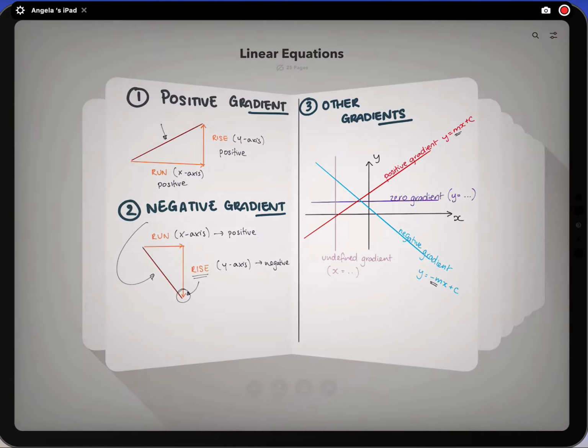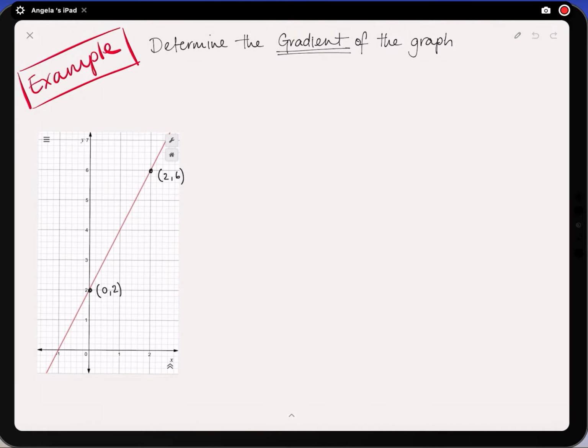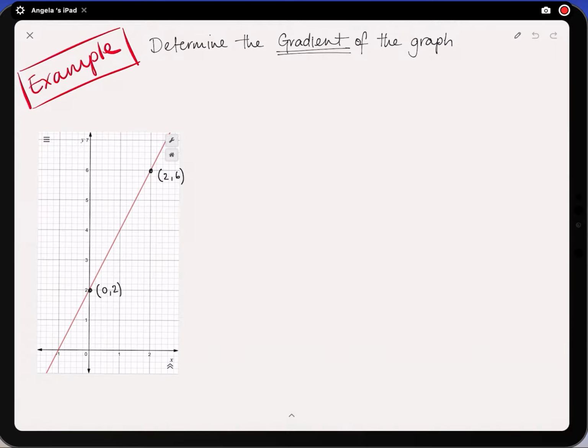So now let's move on to some examples. In this particular example, we're asked to determine the gradient of the graph. So basically we've got our three options that we can use. Looking at our rise over run method, rise divided by run equals our gradient.